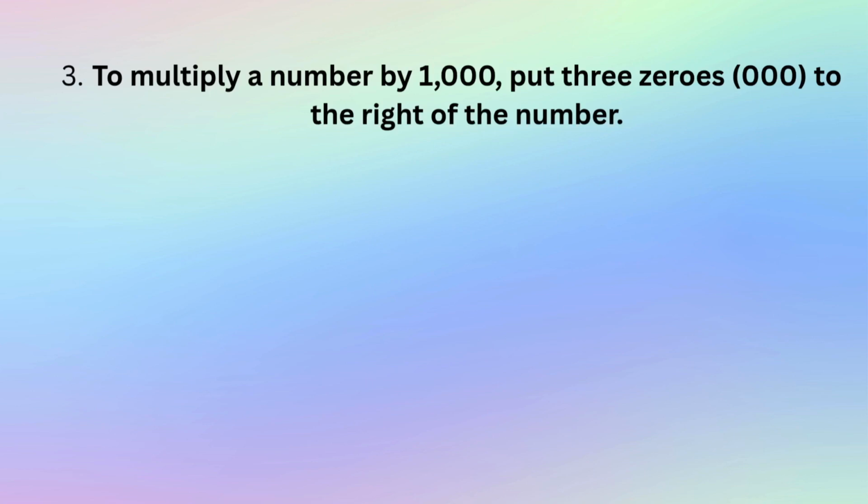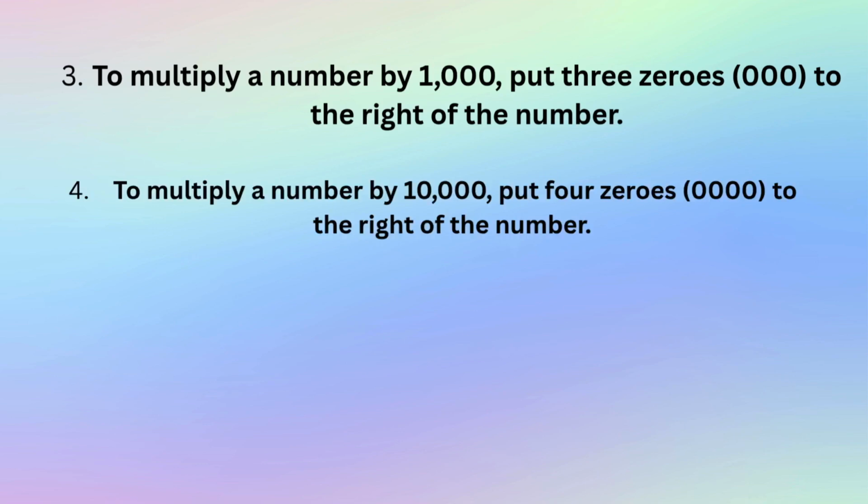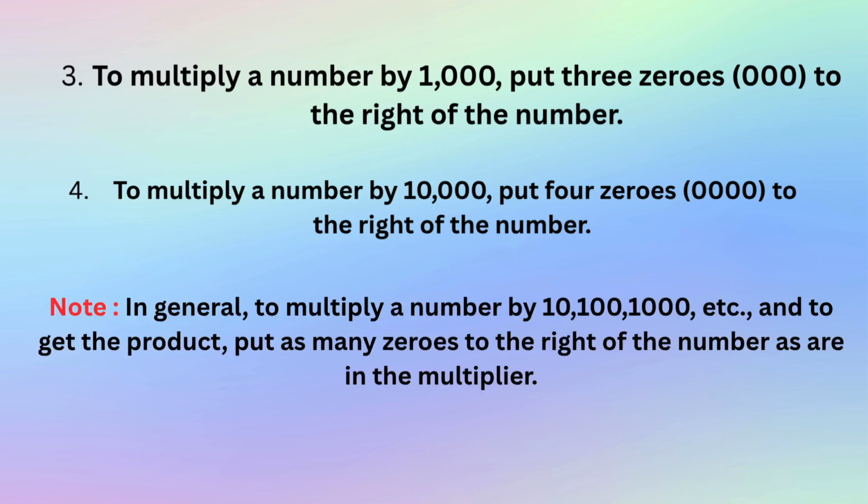3. To multiply a number by 1000, put 3 zeros, 0 0 0, to the right of the number. 4. To multiply a number by 10,000, put 4 zeros, 0 0 0 0, to the right of the number. Note: in general, to multiply a number by 10, 100, 1,000, etc., and to get the product, put as many zeros to the right of the number as are in the multiplier.